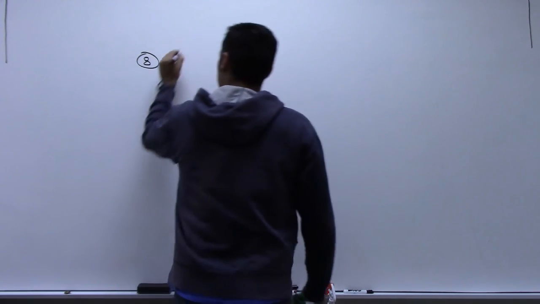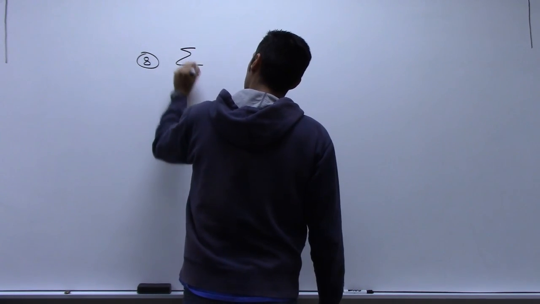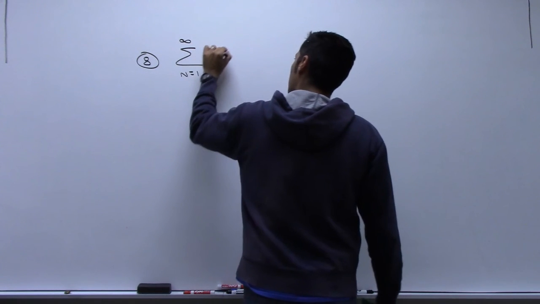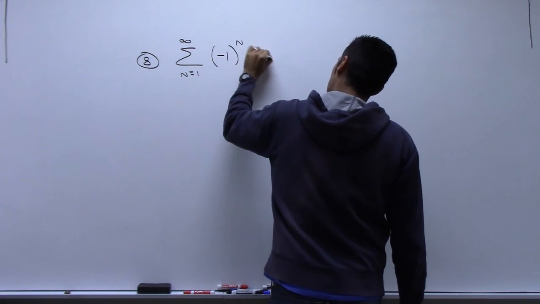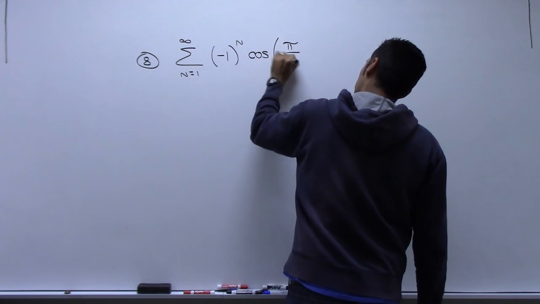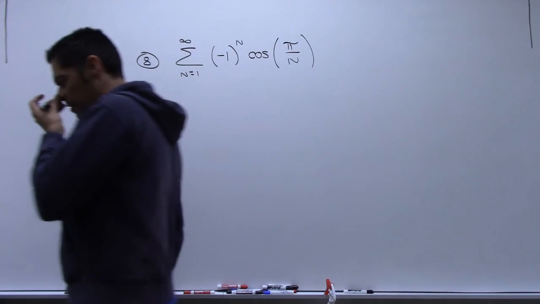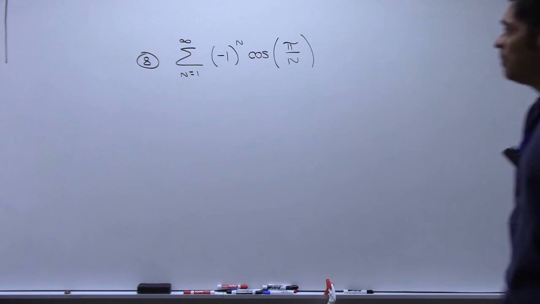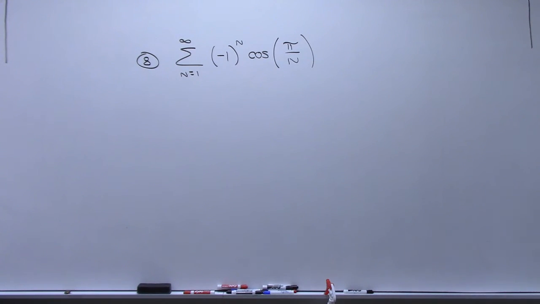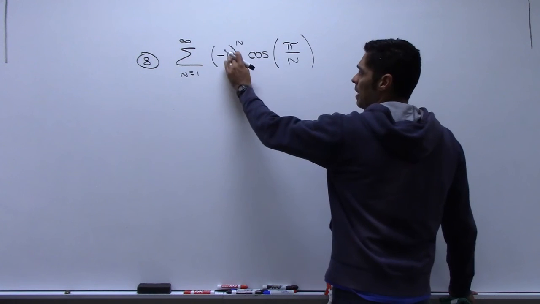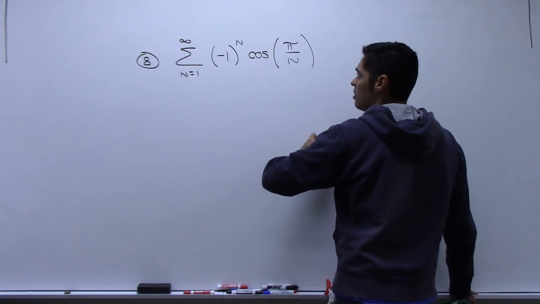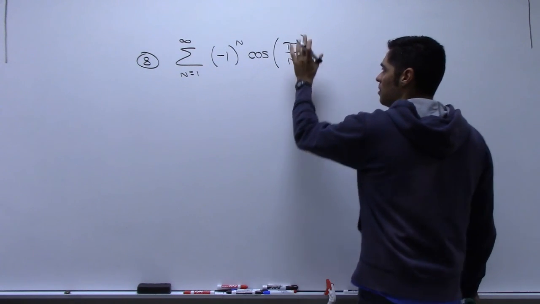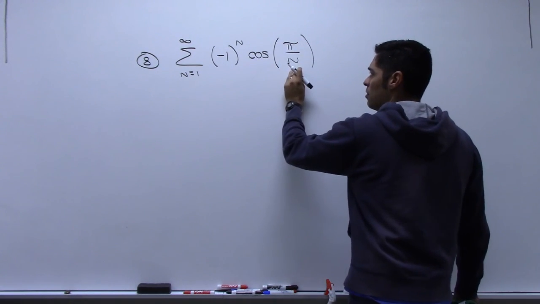So we have the sum from n equals 1 to infinity of negative 1 to the n cosine pi over n. This is kind of a weird one because we've never really seen that trig function in our series before. But let's just figure out what's happening as n gets big here. As n gets big, it flips back and forth, right? It's changing signs. And as n gets big, this is pi over a big number. That goes to 0. And cosine of 0 is 1.